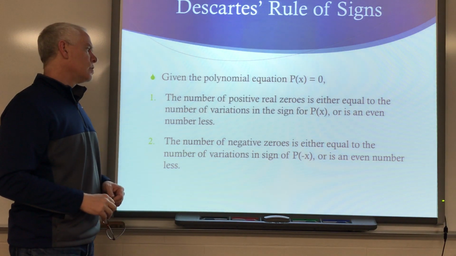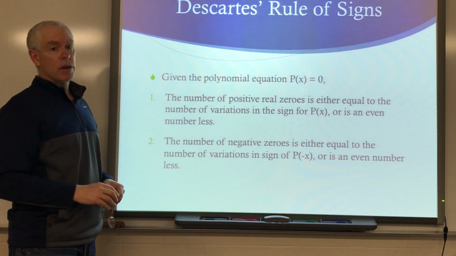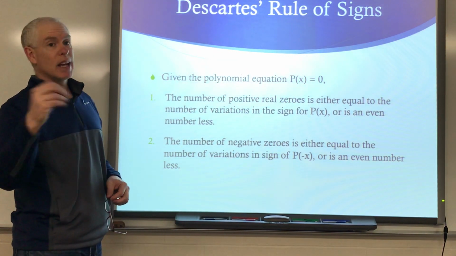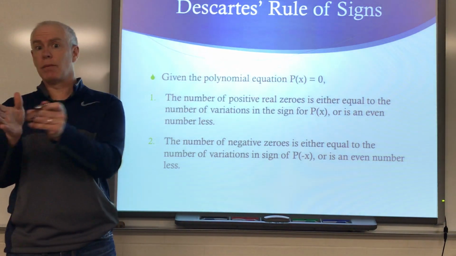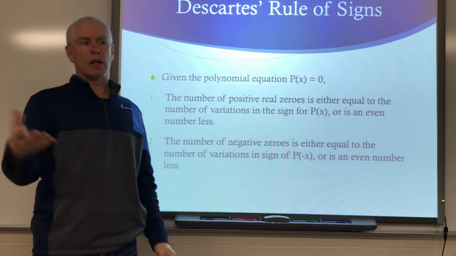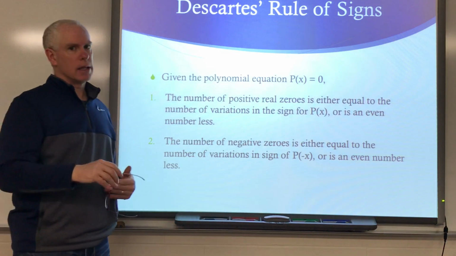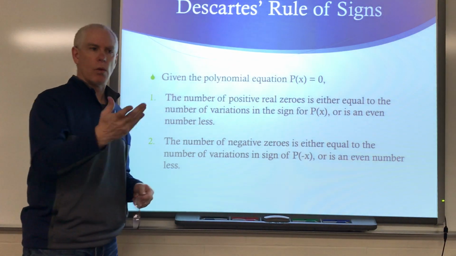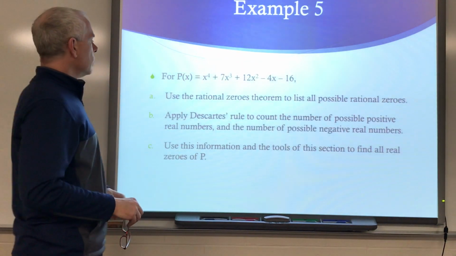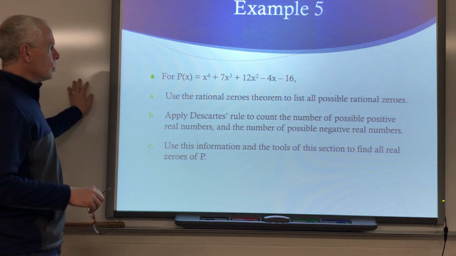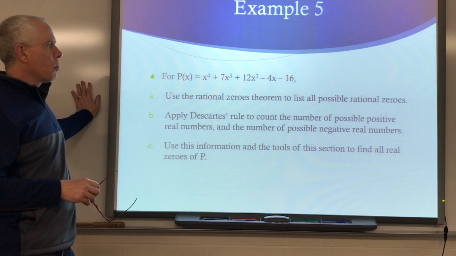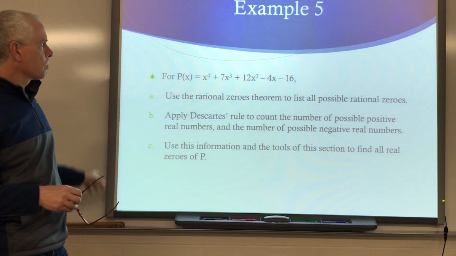And the number of negative zeros is either equal to the number of variations in the sign of p of negative x. You put a negative x in, see how many times you change sign, and that's how many negatives you could have, or less than that by an even number, so 5 or 3 or 1, that kind of thing, okay? So we're going to take a look at an example here. Use the rational zeros theorem to list all the possible rational zeros. Okay.